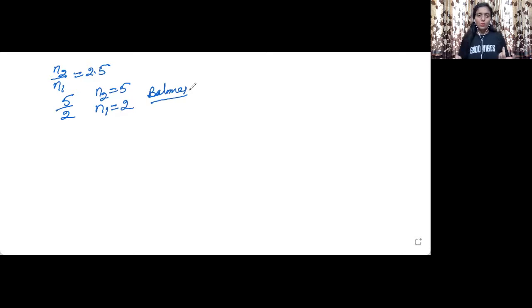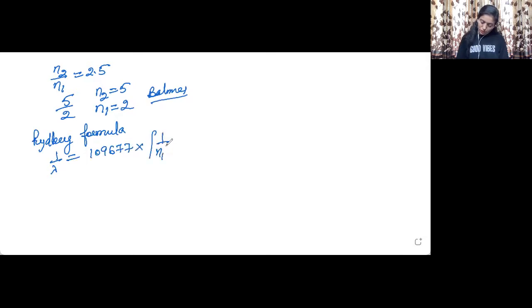But if we do not remember that it is in the visible region, or if we need to tell the wavelength of this very transition so that we can tell what the region will be, then we need to use the Rydberg formula. So according to the Rydberg formula, 1 upon lambda is equal to 109677 multiplied by 1 upon n1 square minus 1 upon n2 square per centimeter. So you can just put the values here.